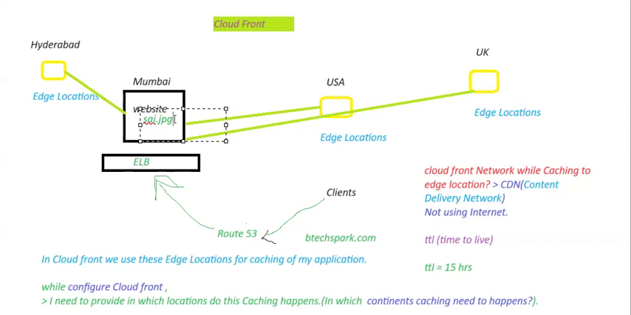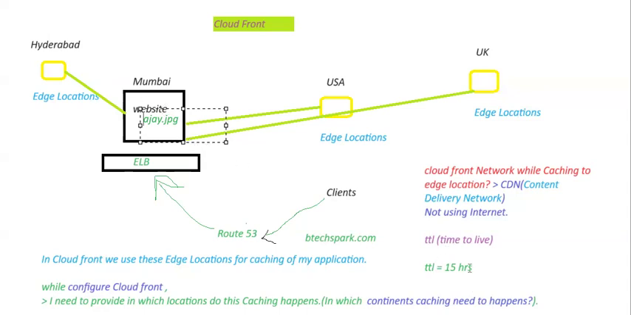Now let's say I want to replace this file with ajay.jpg. So I'm replacing sai.jpg with ajay.jpg. Whenever I replace it, is this change immediately cached at the edge locations? No. Immediately this caching does not happen. So when will the caching happen? This caching will happen only after my TTL time is finished.